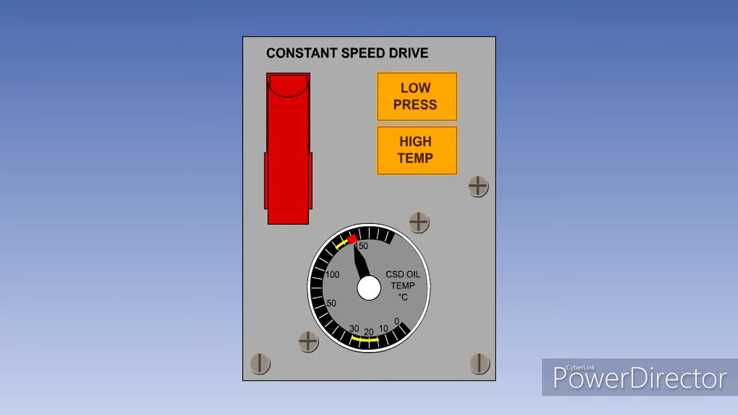If either warning light illuminates, or the oil temperature on the gauge reaches the red arc, then the emergency checklist will normally call for the CSDU to be disconnected.